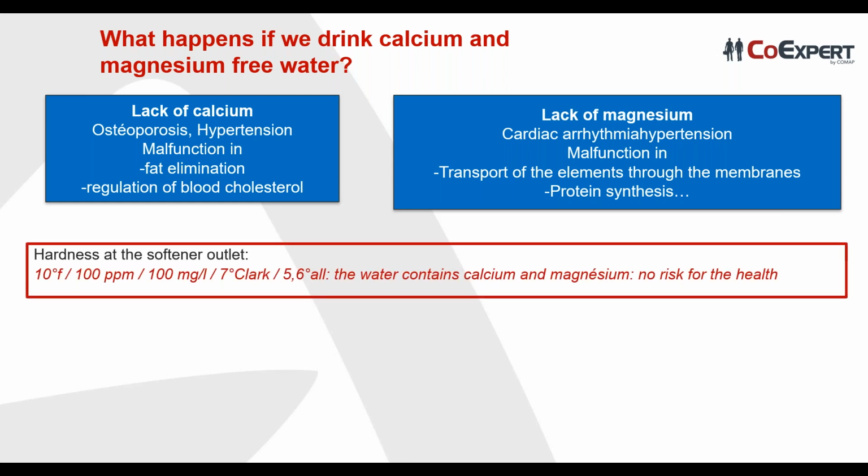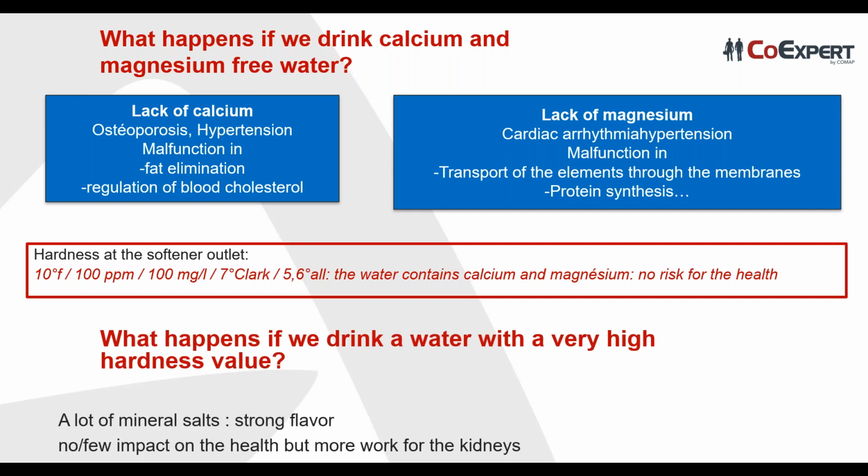Regarding the softener we can install at home, the hardness at the softener outlet is not 0, it's 10 French degrees. So we have no problem of lack of calcium and magnesium. The water is still potable and it's possible to drink it. So no problem after a softener. There is no problem with calcium and magnesium in the water.